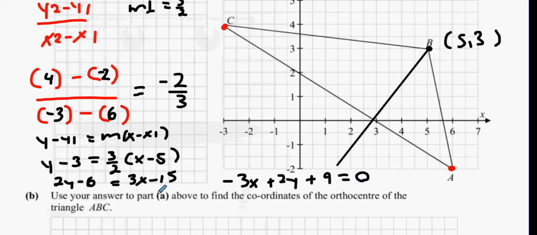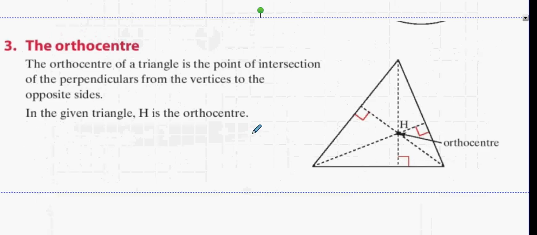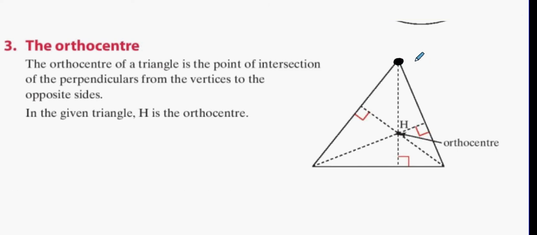Use your answer to part A above to find the coordinates of the orthocenter. What on God's green earth is an orthocenter? Oh, this thing. It's where you get the perpendicular slope.